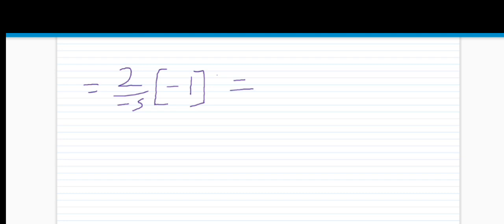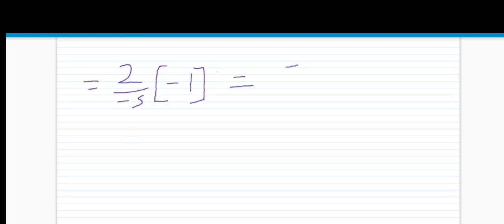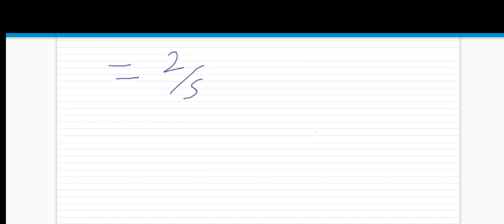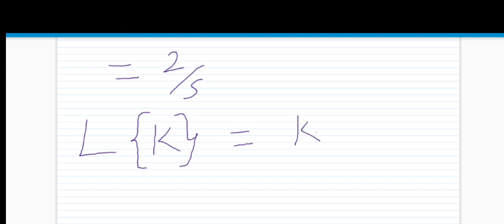Now the minus 1 is going to attack the up. So we have minus 2 over minus s. And so the minus goes with this minus, and what we have left is 2 over s. So basically, the Laplace transform, generally speaking, of a constant is actually k over s.